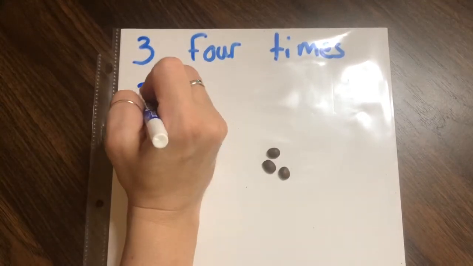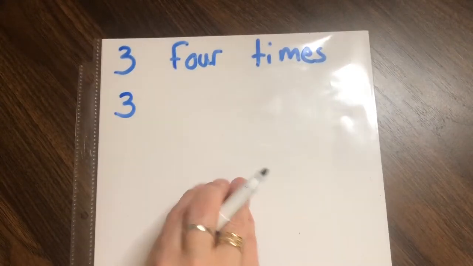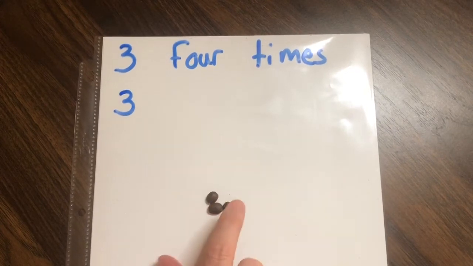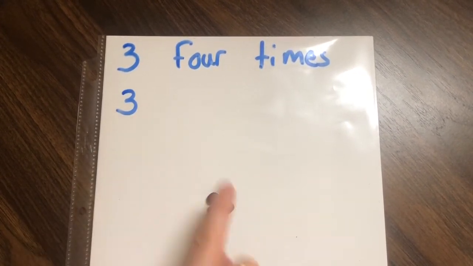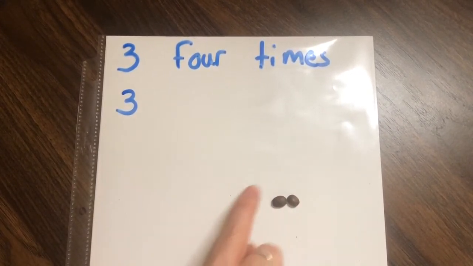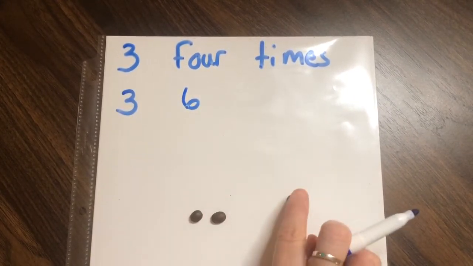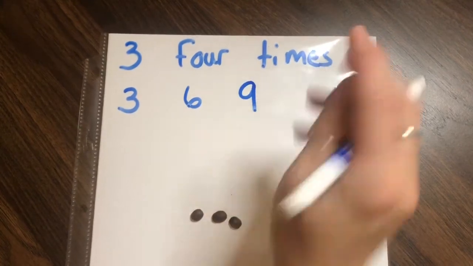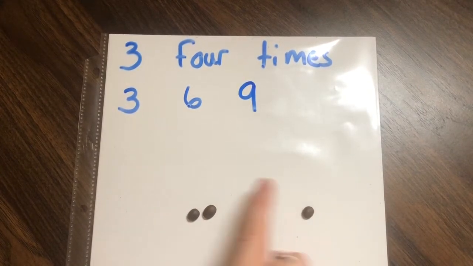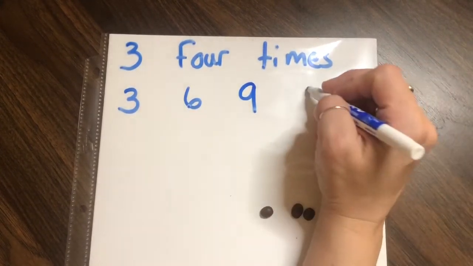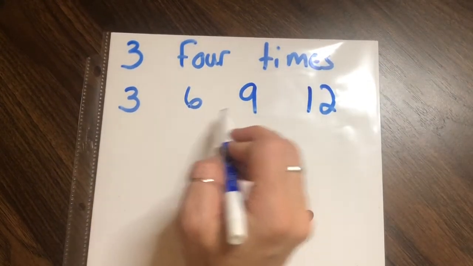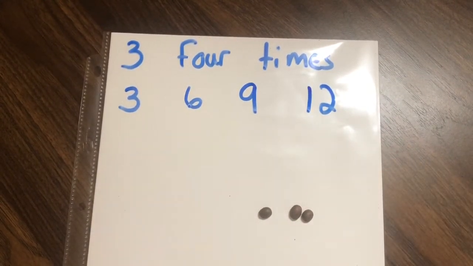I know I'm gonna start at 3, and then I can use my coffee beans if I don't know my skip counts yet to help me. So that's 3, I'm gonna count up. 6, 7, 8, 9, 10, 11, 12. So 3, 6, 9, 12 are the first 4 numbers when you skip count by 3s.